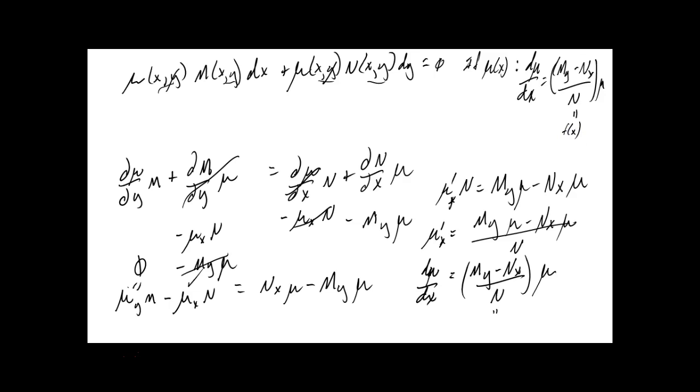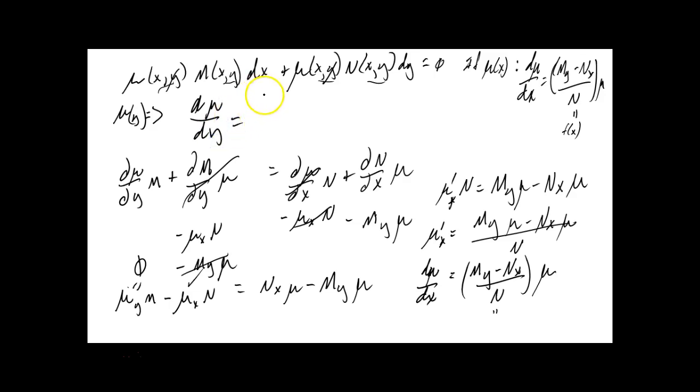If we can't, if there's still a y somewhere in that term there, then we make the assumption that mu is a function of y alone. And if you make that assumption and go through this whole argument again, then you come up with mu as a function of y alone. Then this would produce d mu dy.